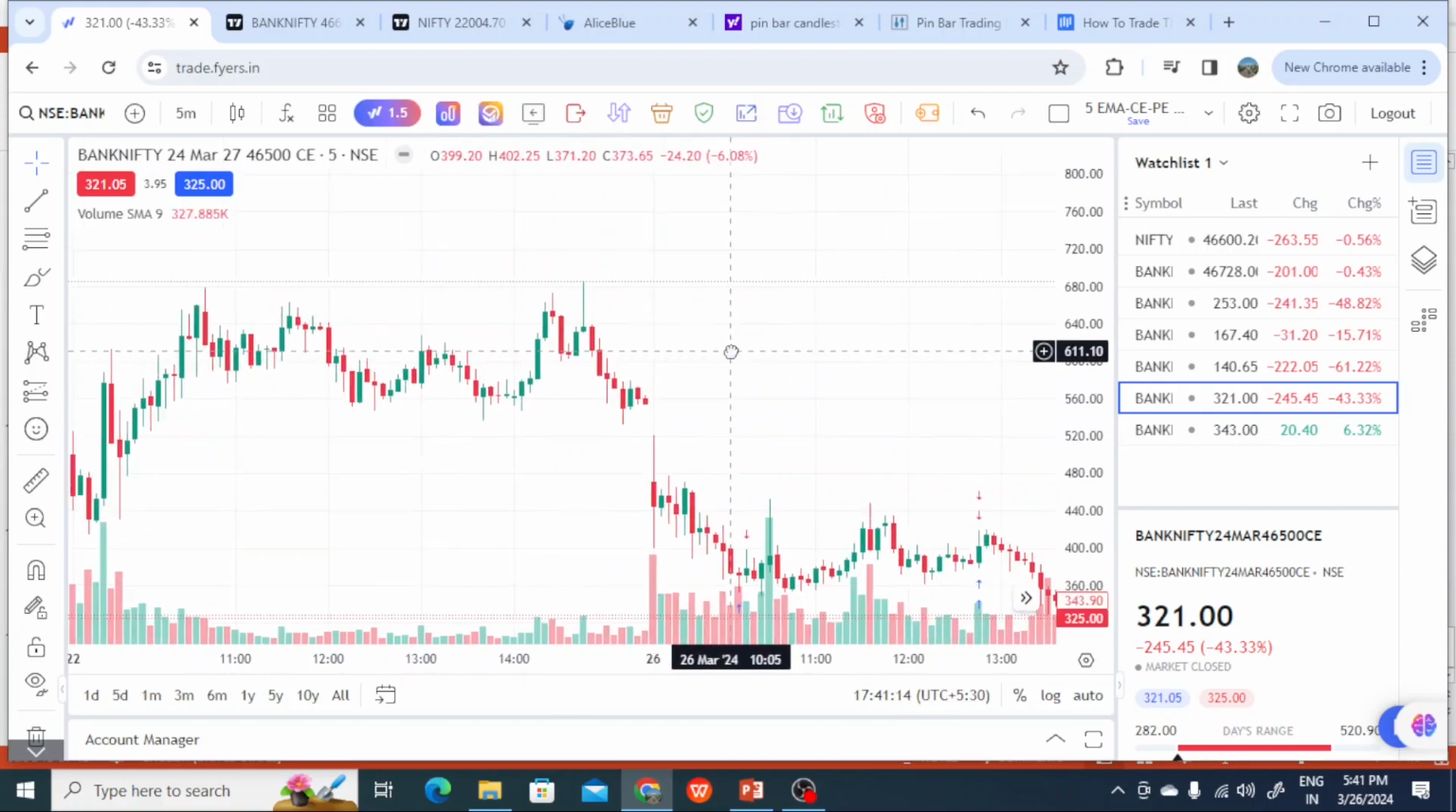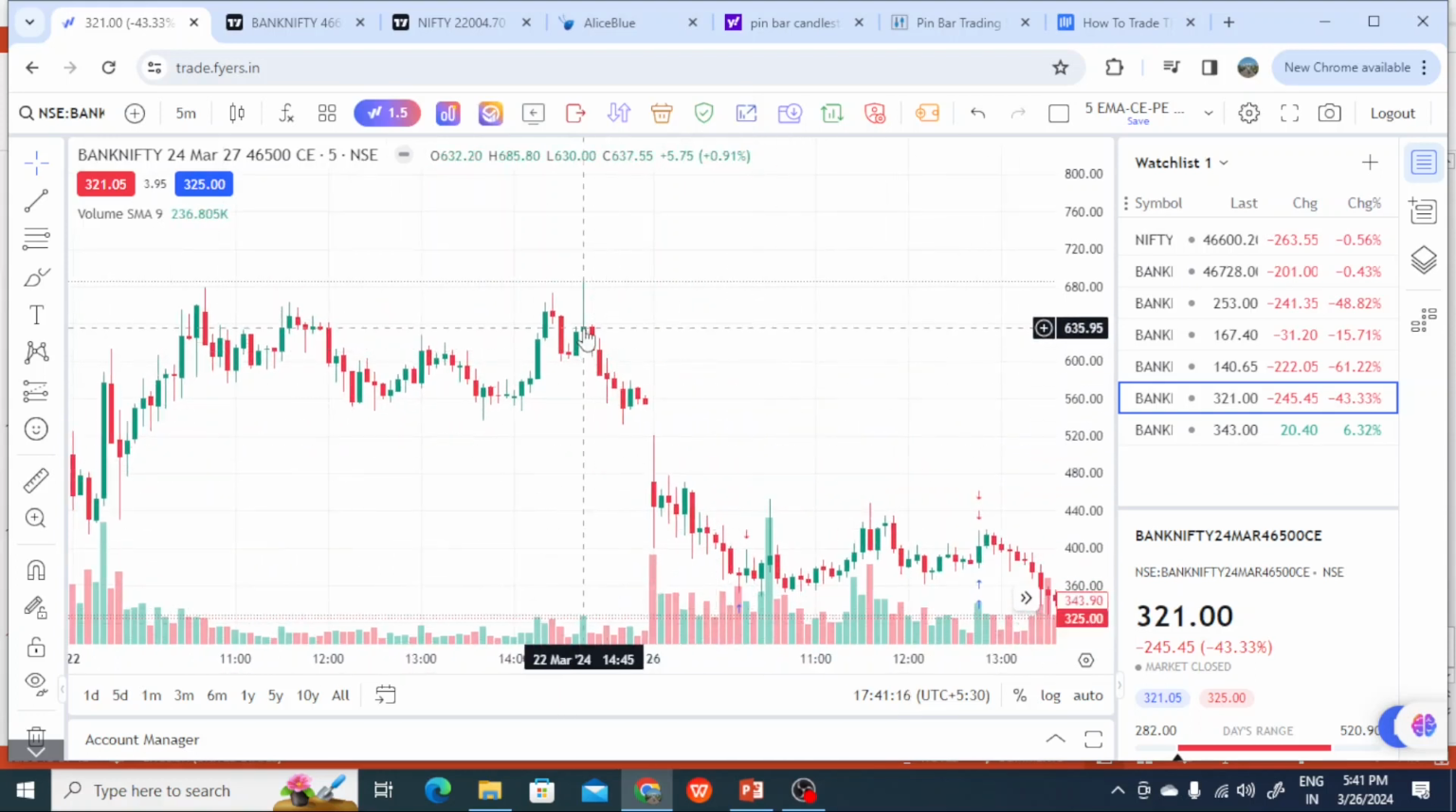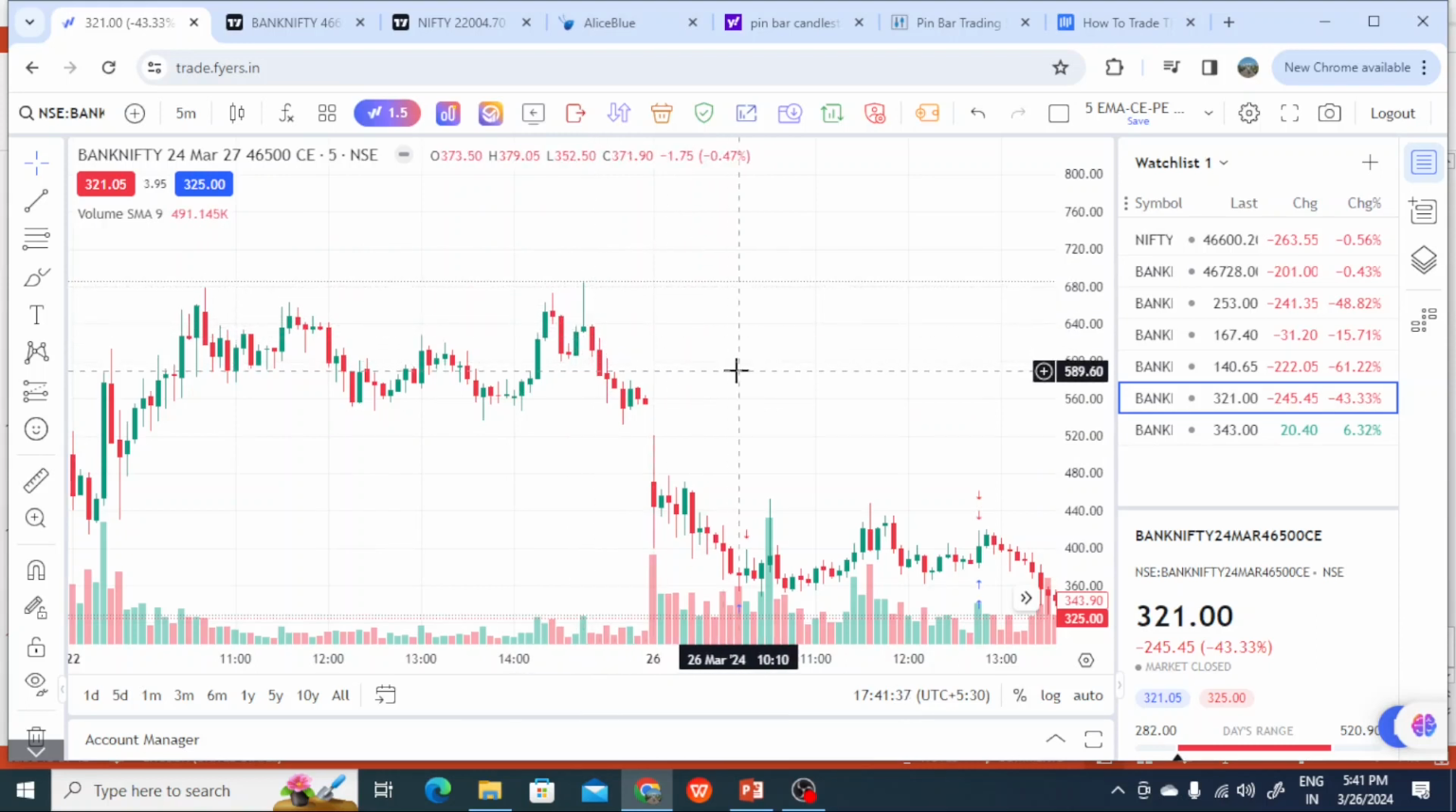See, on the same day, 22nd March, if you see, there is a big bearish pin bar after some consolidation and at the resistance level. This is mainly on the option chart. You can even use the option chart directly. Whenever you get such bearish pin bars, we can always trade.